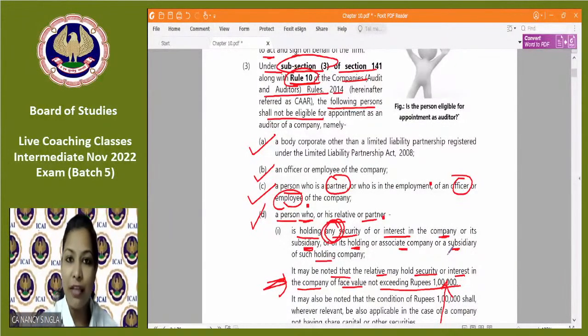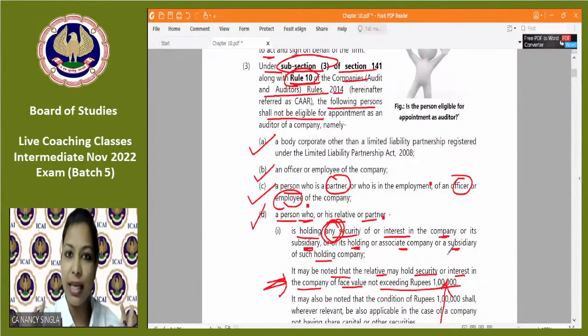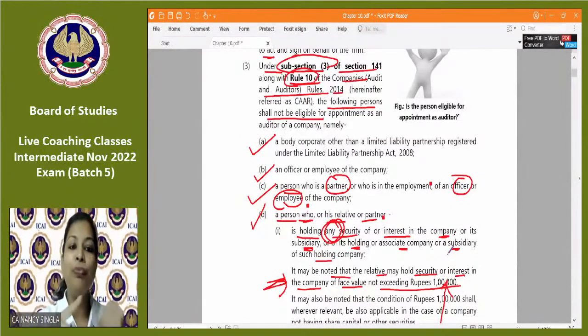Okay? The D clause has further 3 points, where this D clause starts with what? Relative: the person himself or his relative or partner. Just keep in mind the example of CA X, his wife and CA Y. So the person himself and his relative and partner do what? They do 3 things. In what? Either in the company, or in the subsidiary, or in the holding, or in the associate, or in the subsidiary of the holding.